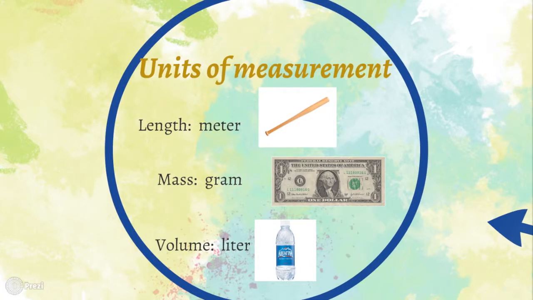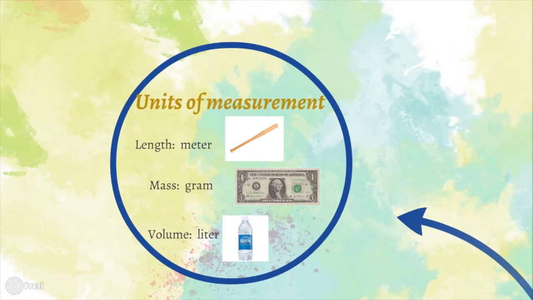For length, the SI measurement is a meter. 1 meter is about the length of an average bat. The SI unit of measurement for mass is the gram. A dollar bill weighs approximately 1 gram. And volume is measured in liters. An average water bottle is 1 liter. Most of you are familiar with a 2-liter pop bottle, so imagine half of a 2-liter bottle and you have a liter. To change the size of these units, you add a prefix.